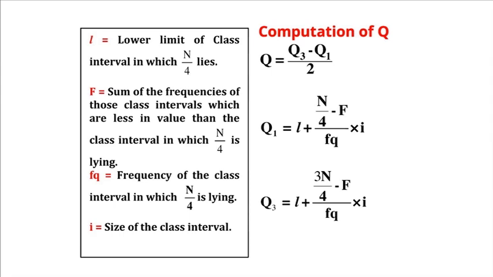Now, similarly, when you come to Q3, what will be the value of L? Lower limit of the class interval in which 3n upon 4 is coming. Here it was written for quartile 1, n by 4; since it is the third quartile, it will become 3n by 4. Now, let us calculate both and then see what is the value of the quartile deviation. As I told you, first of all, we will have to find out the value of the first quartile and then the third quartile, and then we will come to the answer, that is Q.